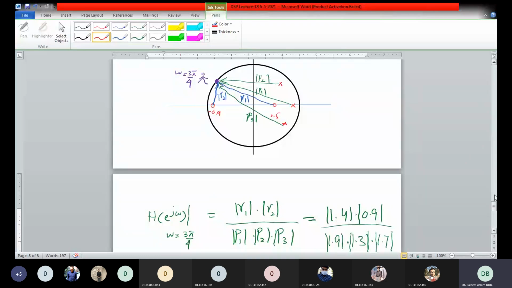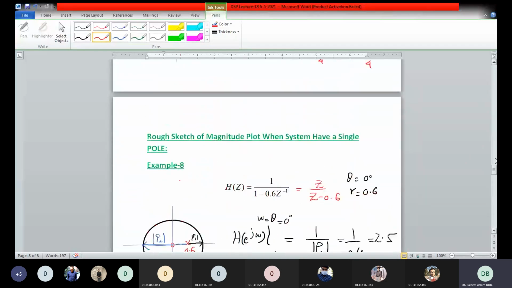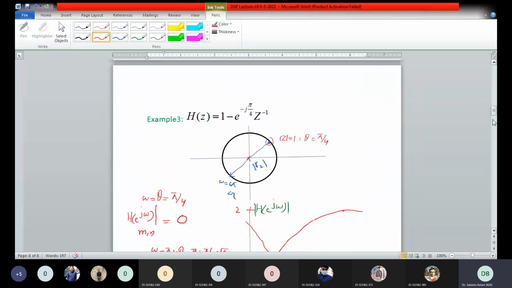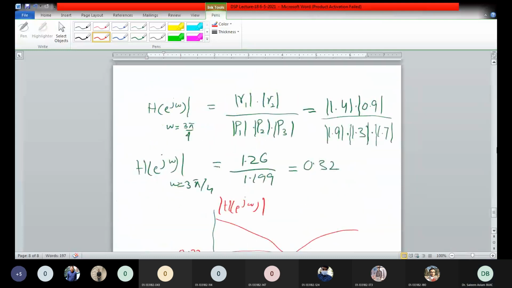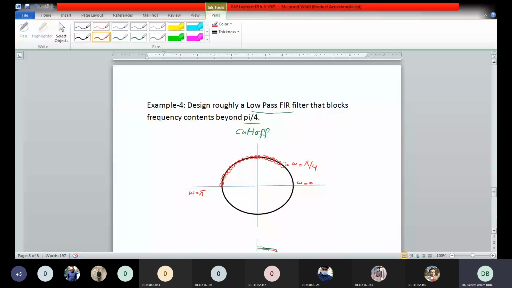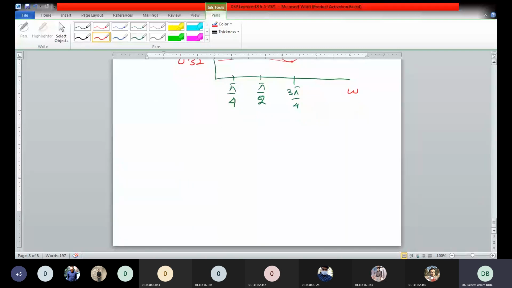So from this article we learned how to draw the rough sketch of the magnitude plot by exploiting the Z transform expression. That is the sole purpose of chapter number 5, because it gives you a better insight into the properties of the system when you combine both the Z domain and the frequency domain together, right?